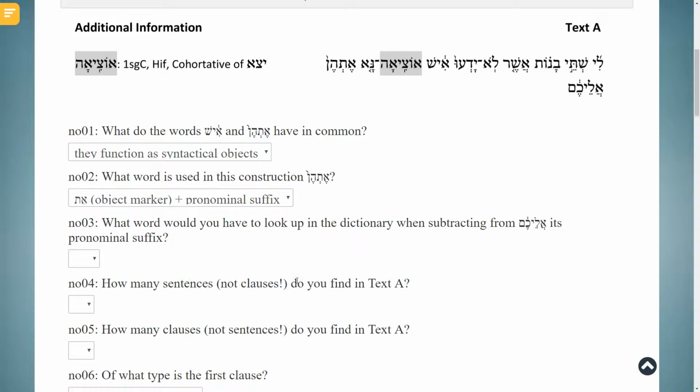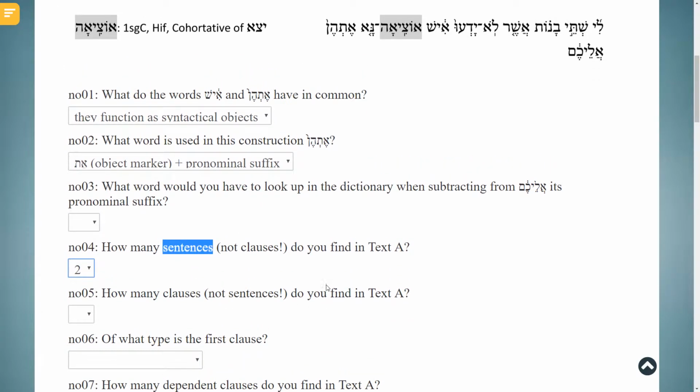How many sentences, not clauses, how many sentences do you find in the text? So students need to know what the difference is between sentence and clause, and then they need to know how to count sentences and how to count clauses. So how many sentences do we find in text 1? To me are two daughters which have not known a man. So obviously this is one sentence consisting of two clauses. I bring them out, so we have two sentences. So sentence 1, li until ish. Second, utzia until alichem.